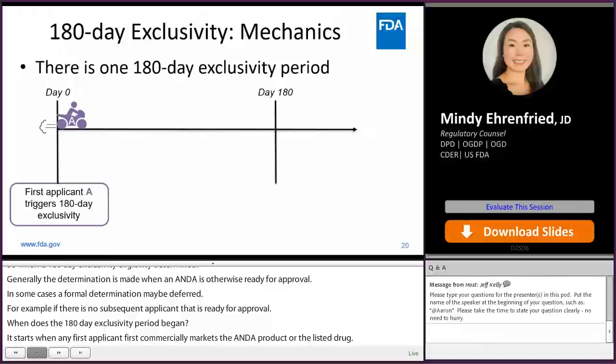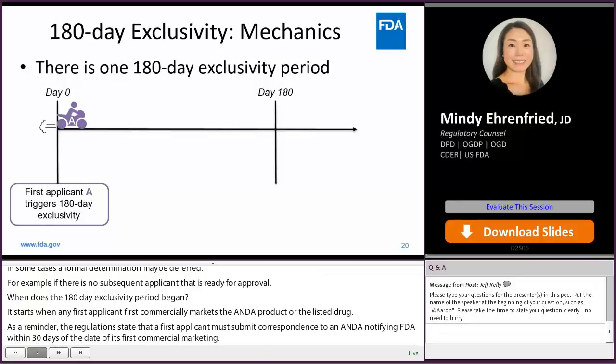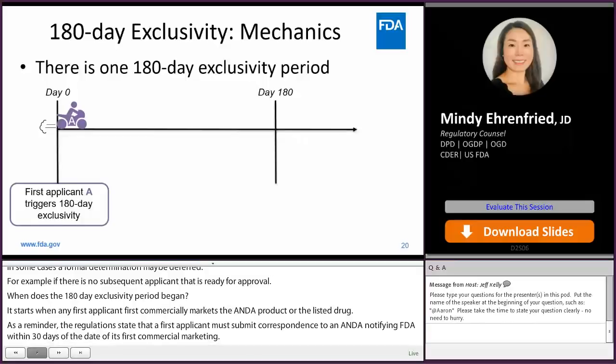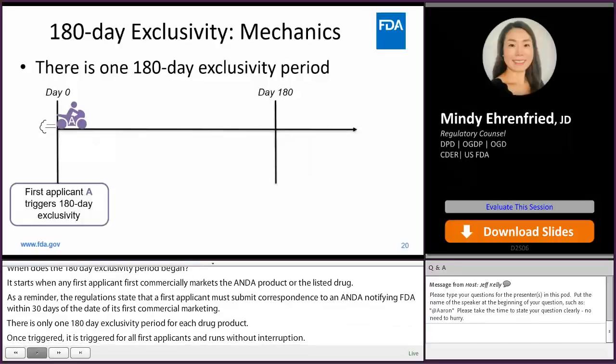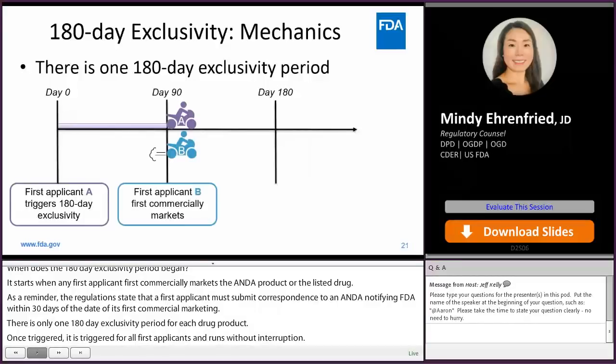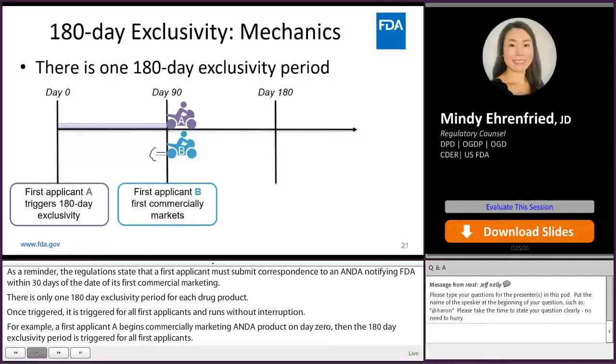There is only one 180-day exclusivity period for each drug product. Once triggered, it's triggered for all first applicants, and it runs without interruption. For example, if first applicant A begins commercially marketing its ANDA product on day 0, then the 180-day exclusivity period is triggered for all first applicants. Let's say on day 90, first applicant B begins commercially marketing its ANDA product. At this point, first applicant A has already enjoyed 90 days of the 180-day exclusivity period.